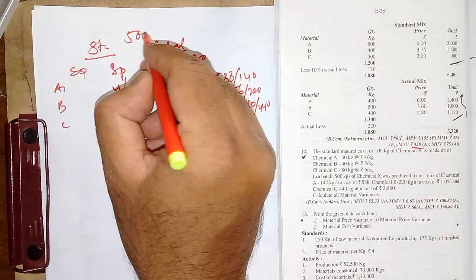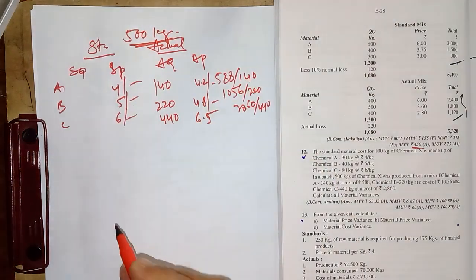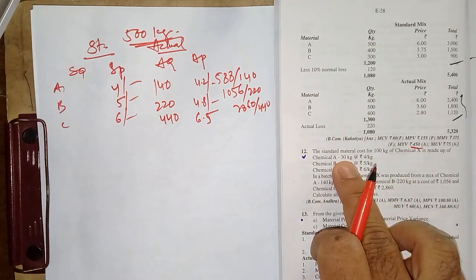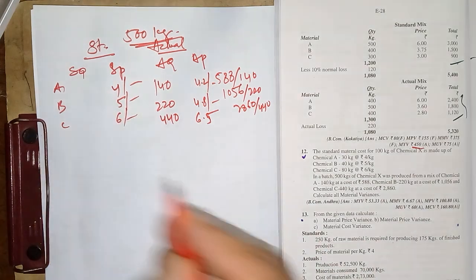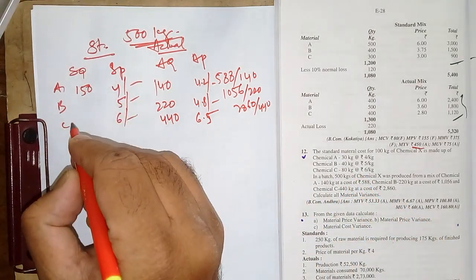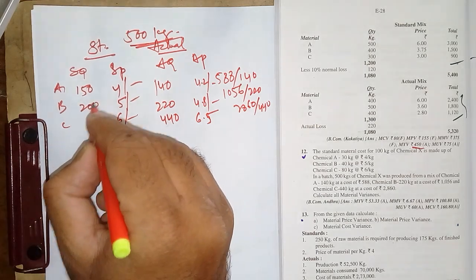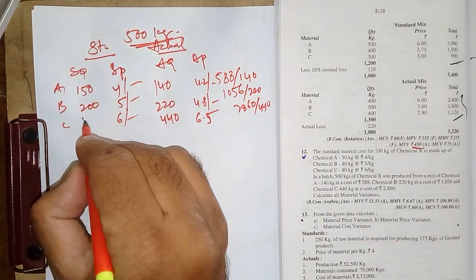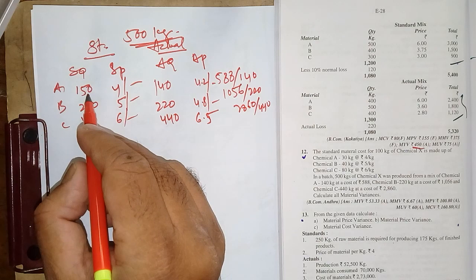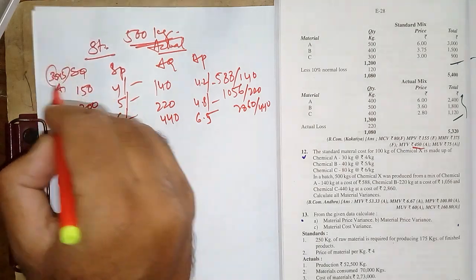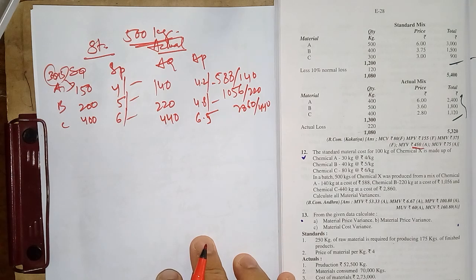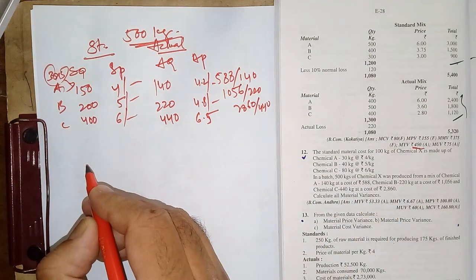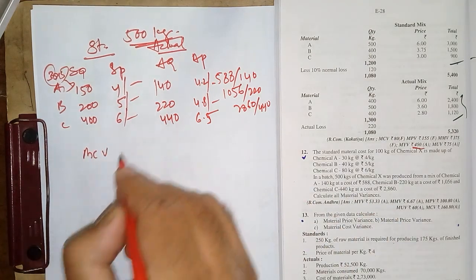And here it is for 500 kgs of chemical X. The standard is given for 100 kgs, so we need to convert it to 500 kgs. For 100 kgs we require 30 kgs; for 500, how much? So multiplied with 5. So 30 into 5 is 150 kgs, and 200 kgs, and this is 80 into 5, that is 400 kgs. Why 30 into 5? For 100 kgs 30, for 500 kgs that is 150 kgs.